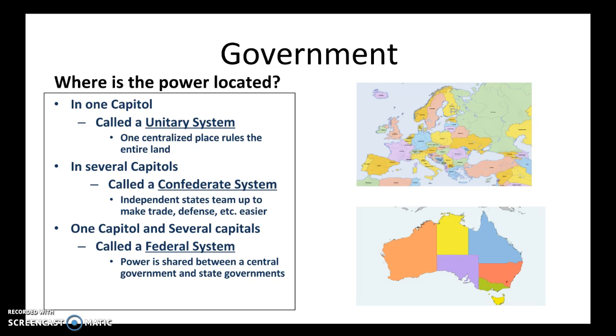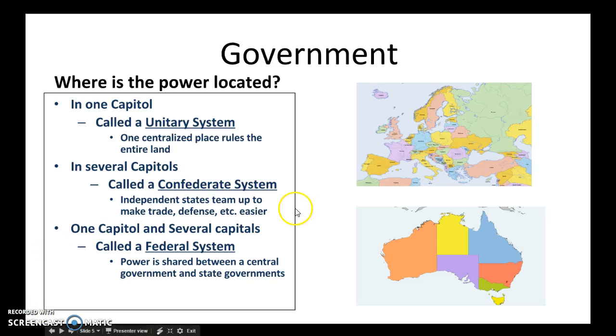And then the idea that combines the unitary system with the confederate system is what we refer to as a federal system. This is where you have a large territory that's divided up into smaller states. Those smaller states have their own government that makes decisions for that locality. But there's also a larger government, like the unitary government, that makes laws and rules and policies for the entire territory.